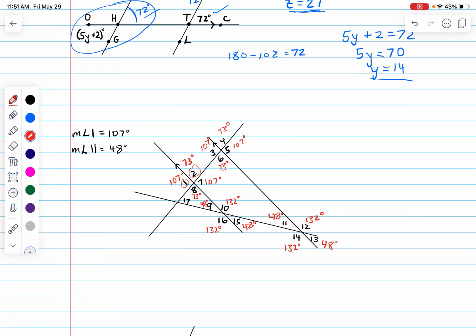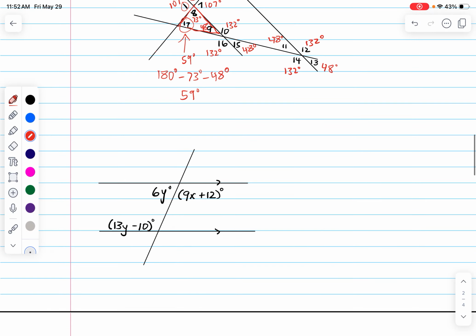Now, the only thing left there is the 17. The way you can get the 17 is recognizing that for this triangle right here, you have 180 minus 73 minus 48. In other words, the sum of the angles is going to be 180. So I can just take 180 minus what I've already got, and that'd be 59. So that one's 59 degrees.